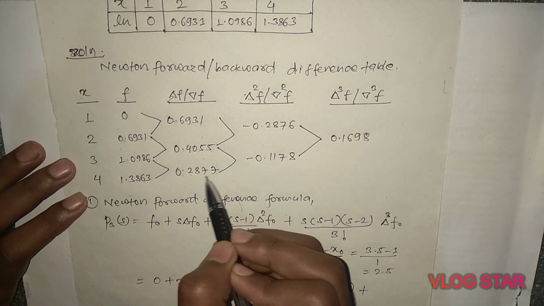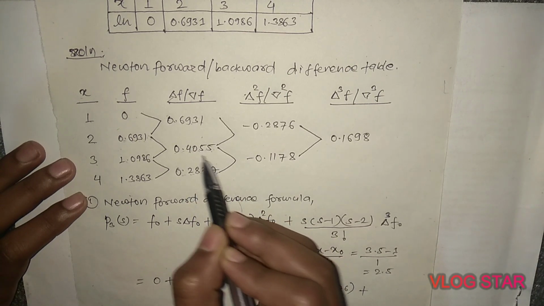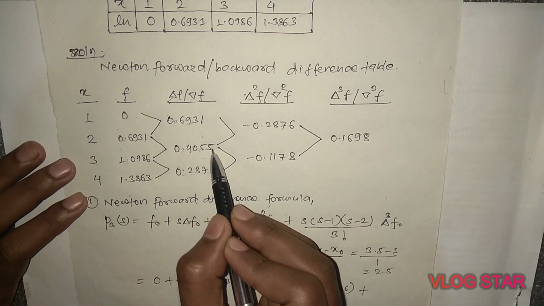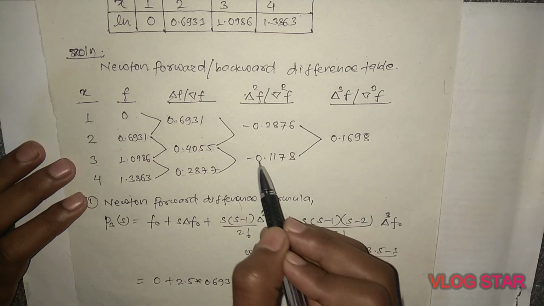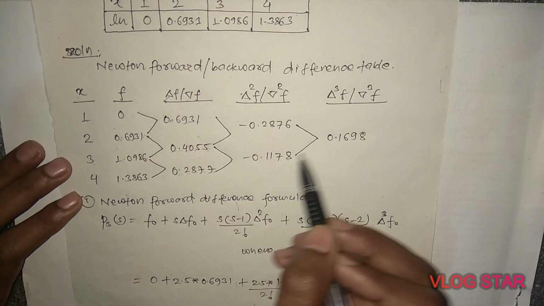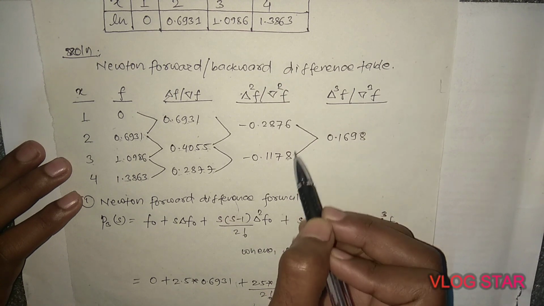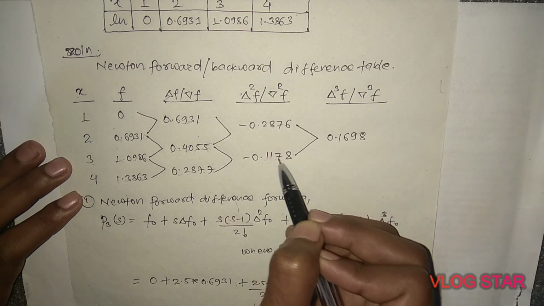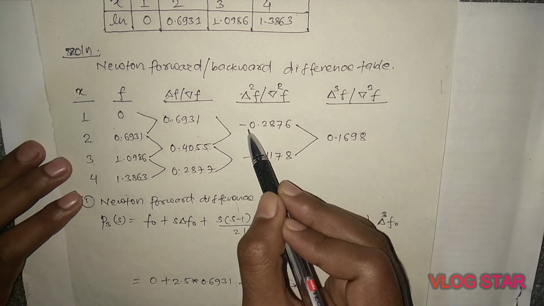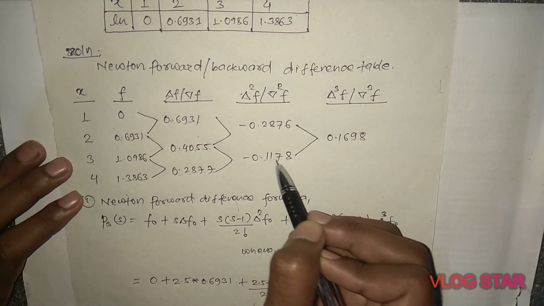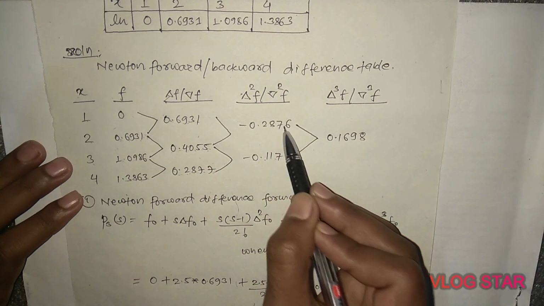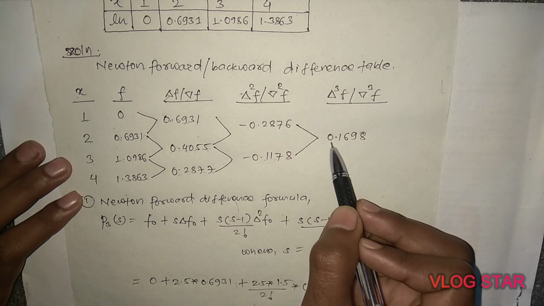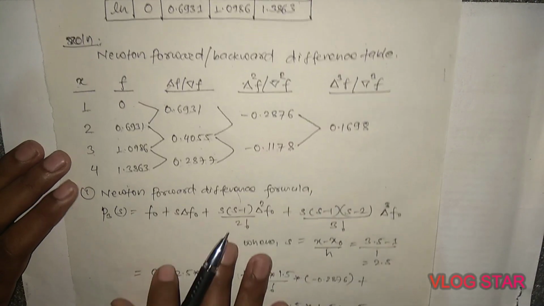And for these two elements we can write 0.2877 minus 0.4055, again we get a negative value, which means minus 0.1178. And in the last step we will subtract these again, so minus 0.1178 minus, and we have already minus, so we'll get plus, which means minus 0.1178 plus 0.2876. So by calculating we get here 0.1698.